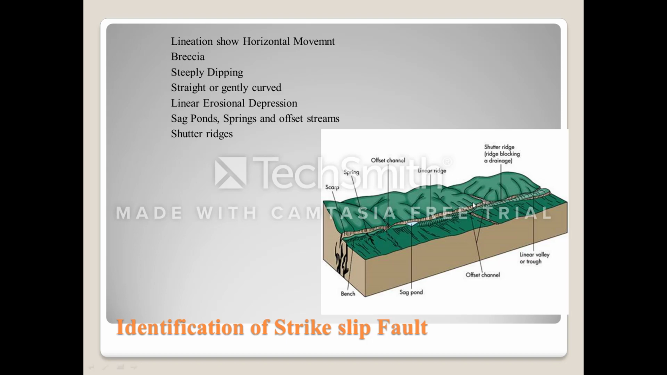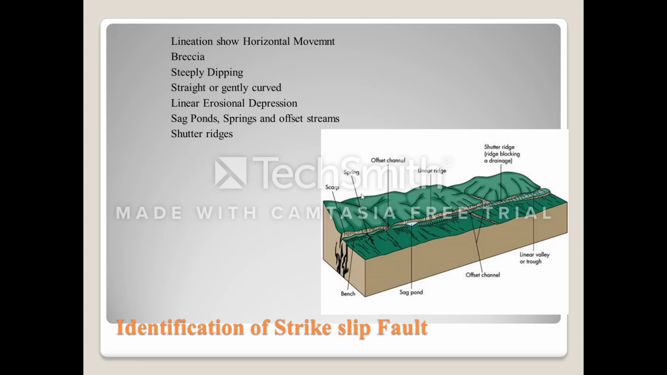So shutter ridges always occur in strike slip faults. Okay, so this question is also very important, the examiner can ask whether shutter ridges are associated with normal faults, strike slip faults, or reverse faults. So always remember that shutter ridges always occur in strike slip faults, as we have discussed for strike slip faults as well as normal and reverse faults.